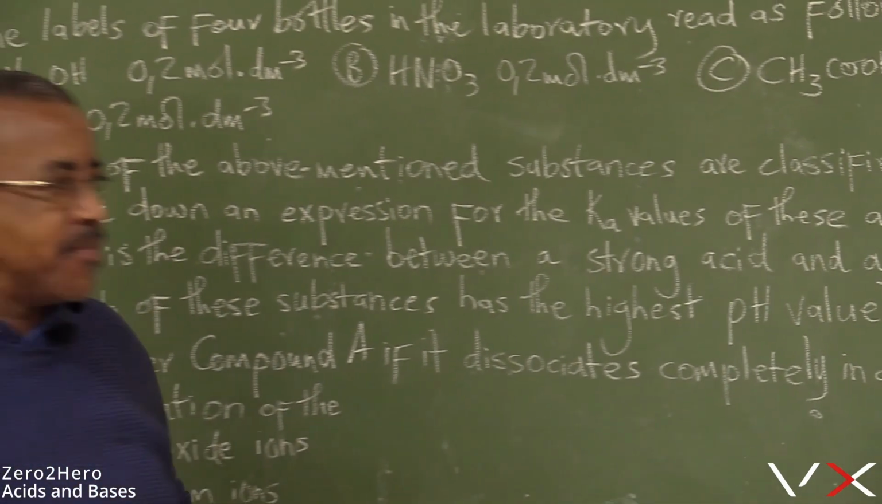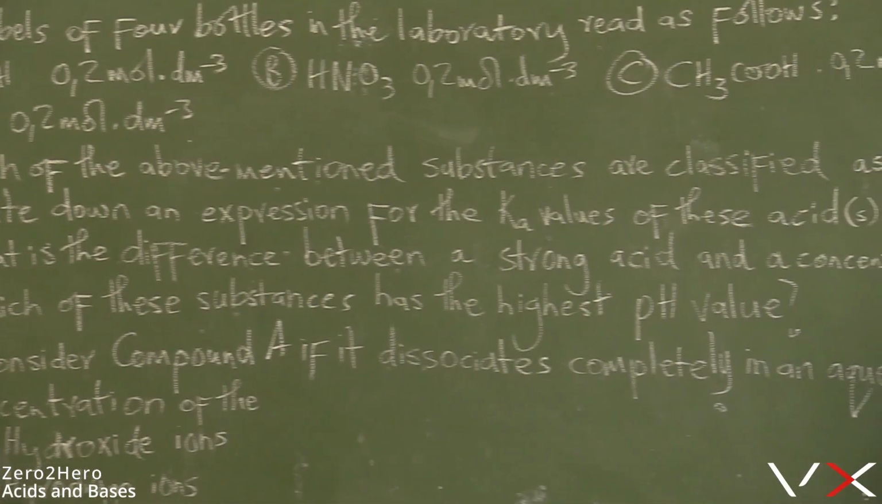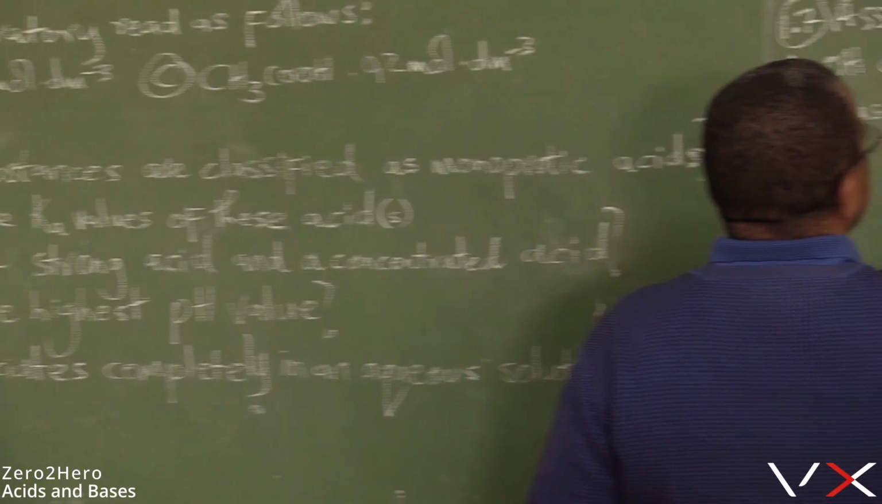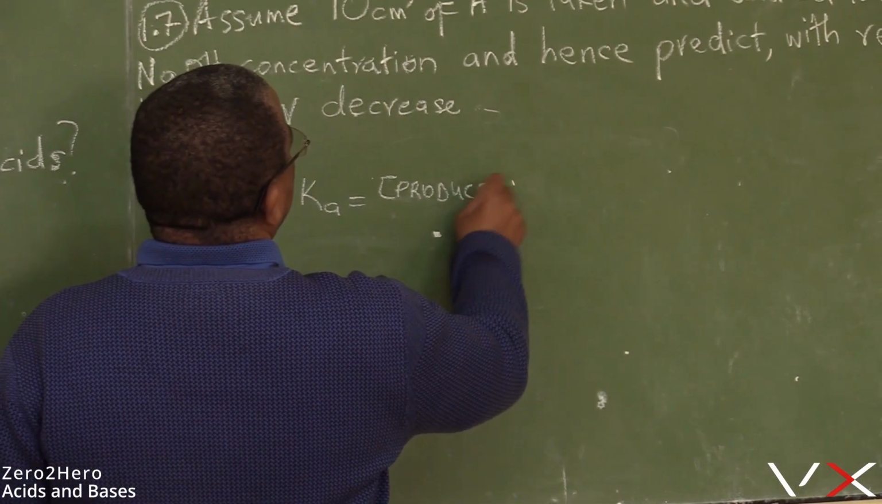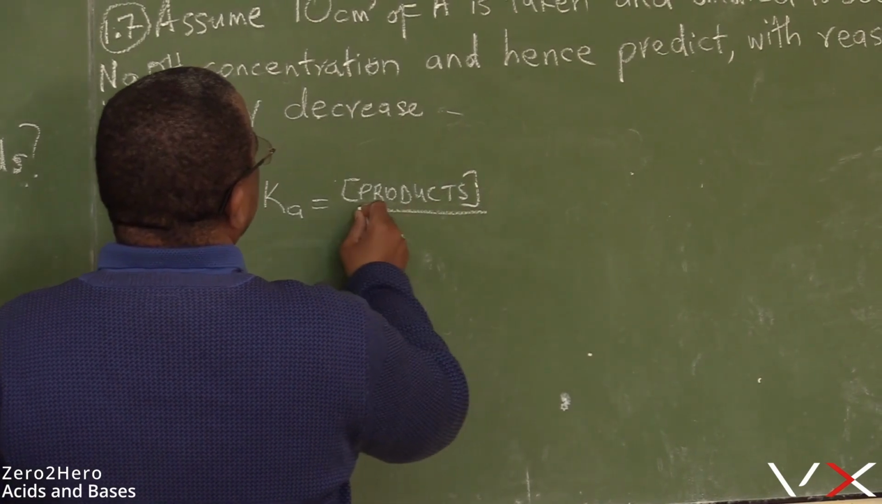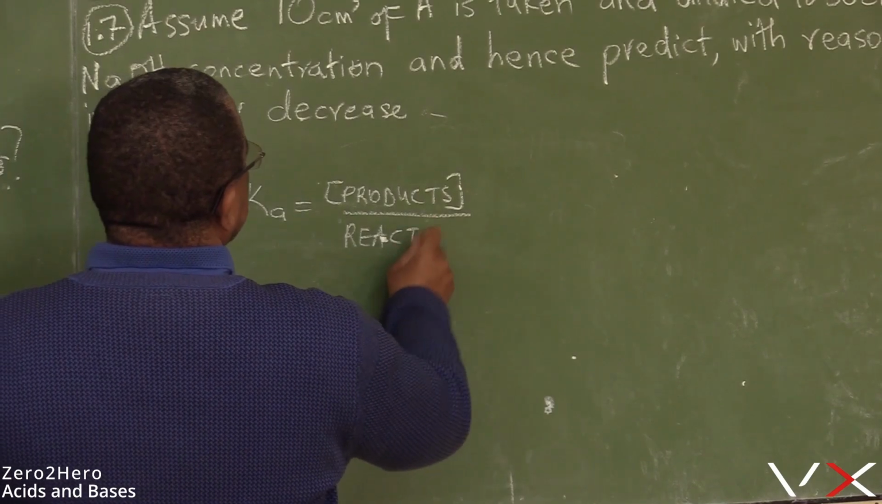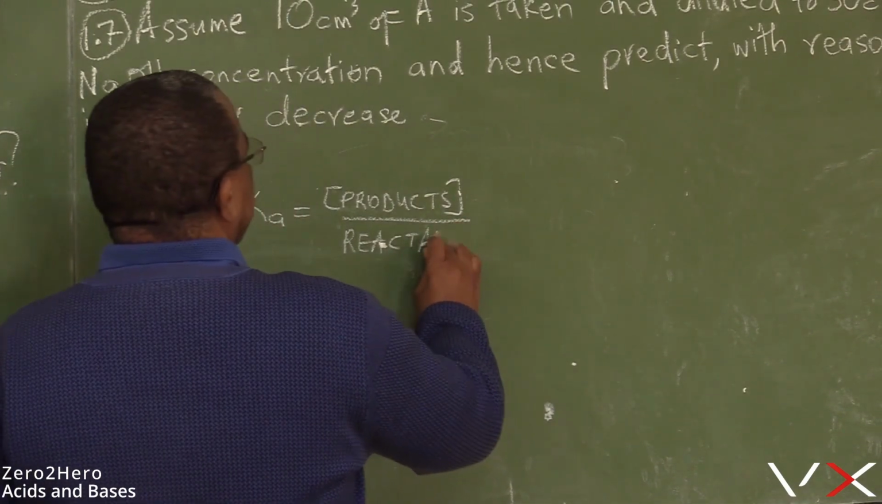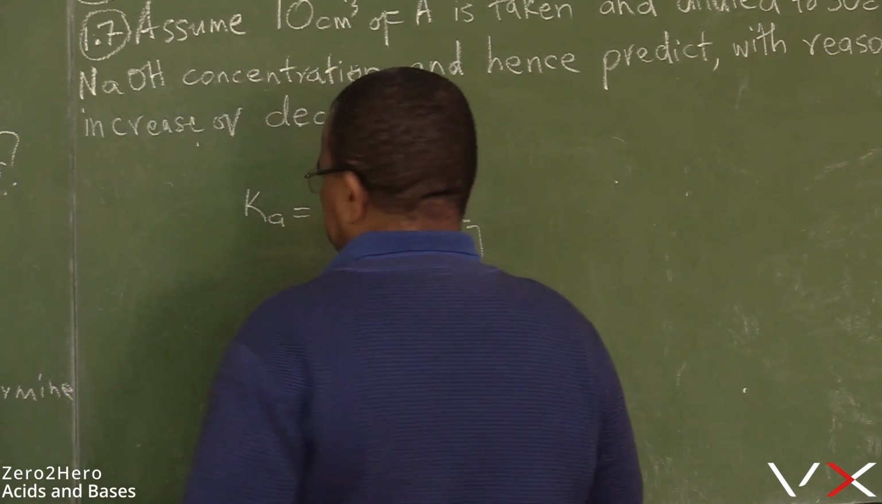We will be writing the equilibrium constant, so let us remember it well. We say Ka is what? It's a ratio between the concentration of products as against the concentration of reactants. Concentration of products as against concentration of reactants.